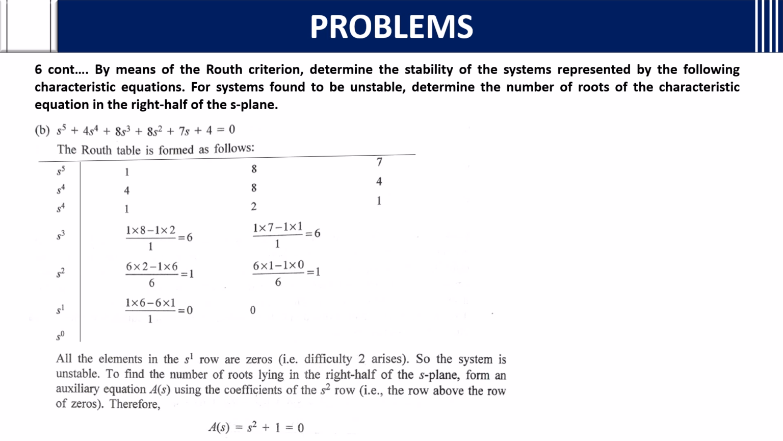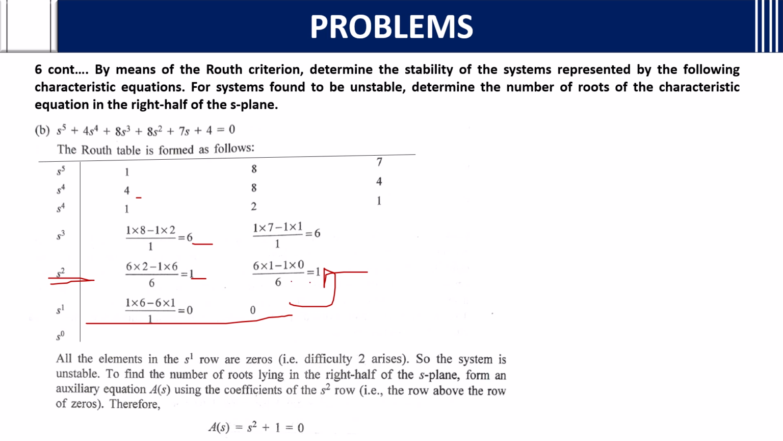Part B. In the same way you will write the Routh table. You will calculate in the same way. After calculating, you will get a whole row of 0. When you get a whole row of 0 at some point, you should take the auxiliary equation from the row above. The auxiliary equation is, 1 into s square plus 1 into s power 0 is equal to 0.